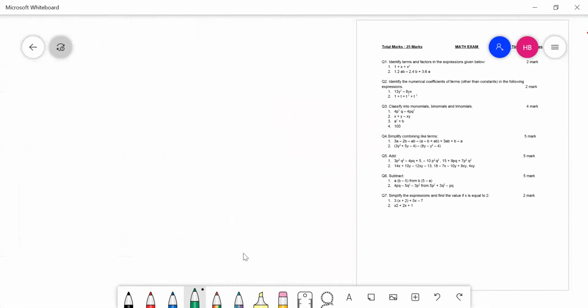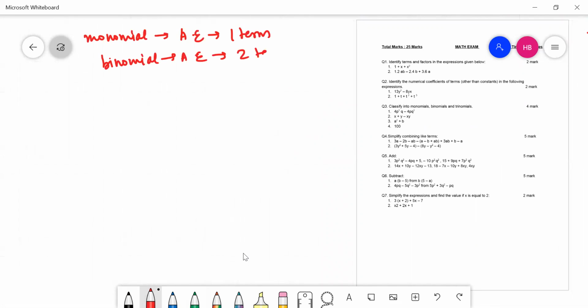third question. Classify into monomials, binomials, and trinomials. By definition, we know monomial is an algebraic expression which has one term. Binomial is an algebraic expression which has two terms. And trinomial is an algebraic expression which has three terms. Now let's see which has one term, two terms, or three terms.